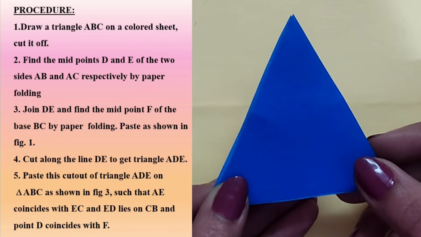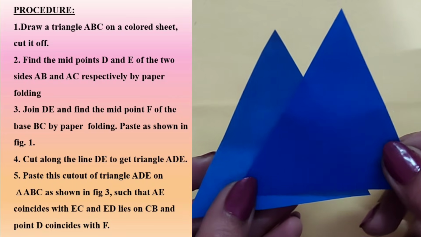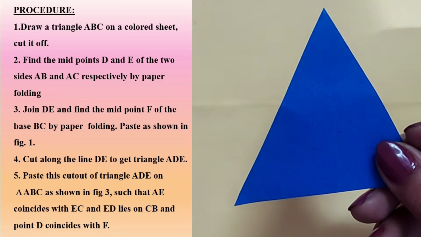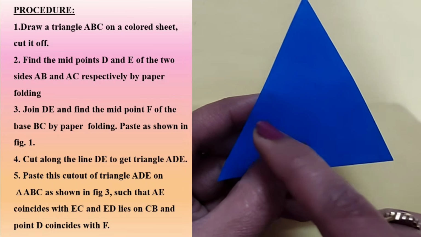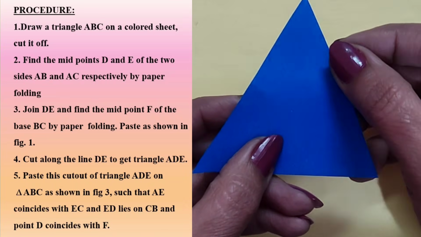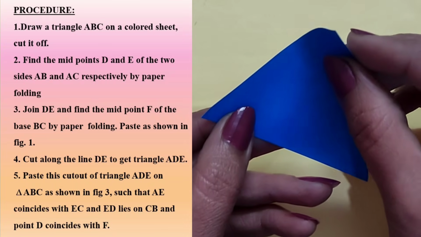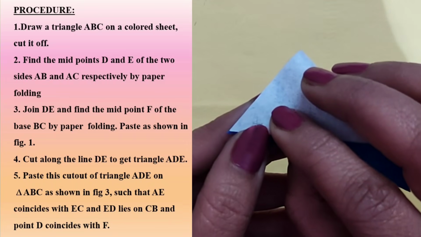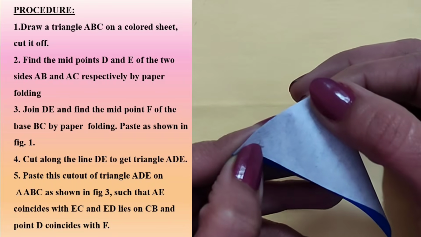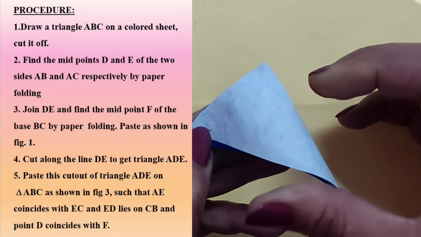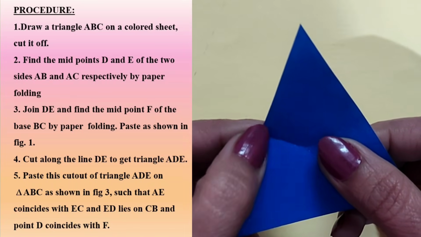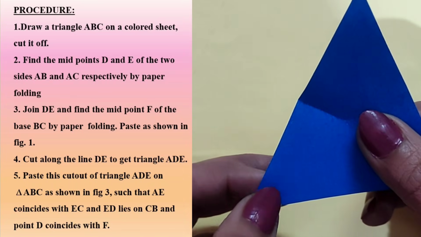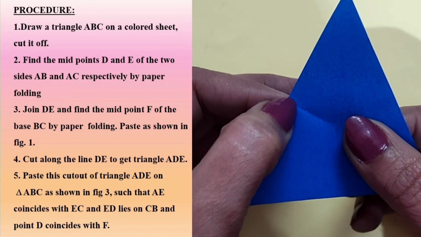I've taken two identical triangles, and I just mark them as A, B, and C. Now, after marking them A, B, and C, I just simply fold them and join the vertices so that I can get the midpoint. So I just make a crease and I get the midpoint of, let's say, AB. So this is the midpoint of AB.